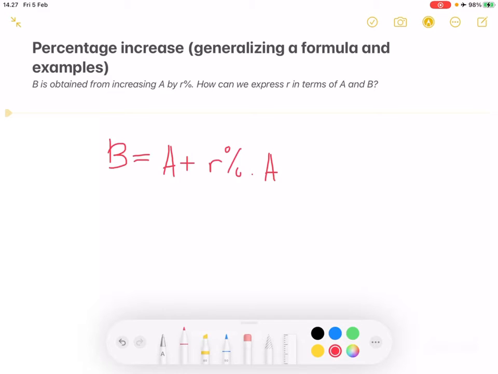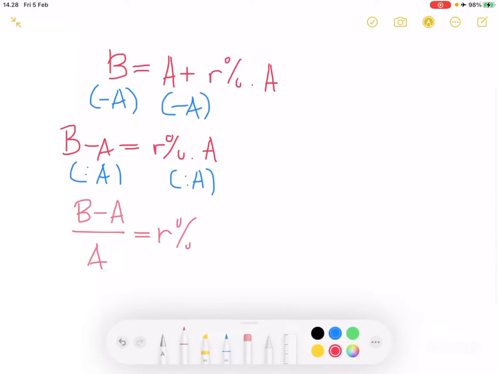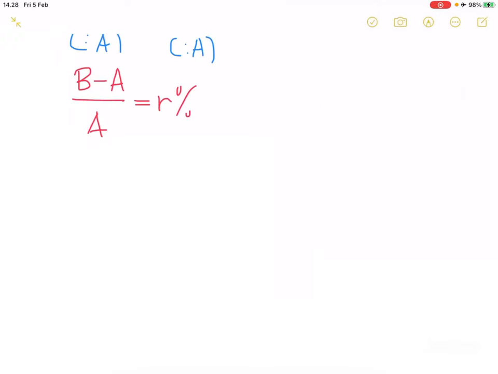And then from here we can just do some isolation for the A terms to express this in R%. First we can just subtract both sides by A. I'll just write this right here. It's then obvious to divide both sides by A. And finally, since we're dealing with percentages, it's probably safe for us to multiply this by 100%.